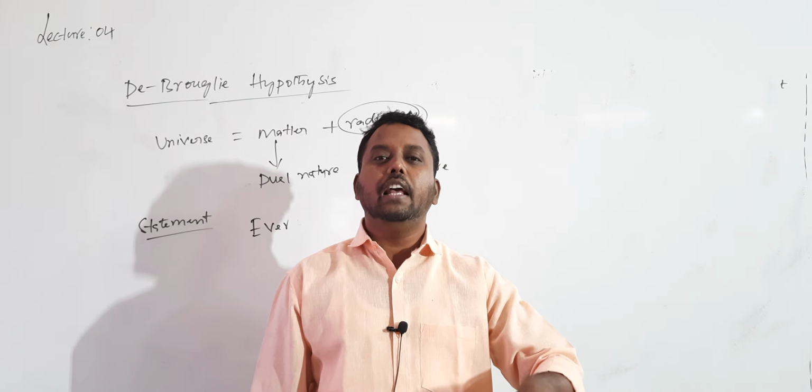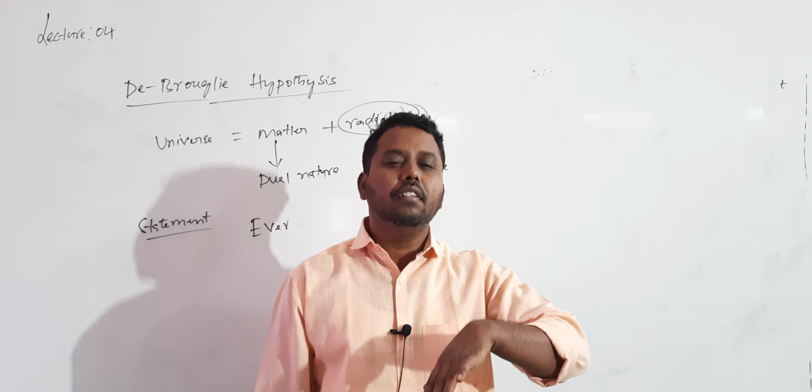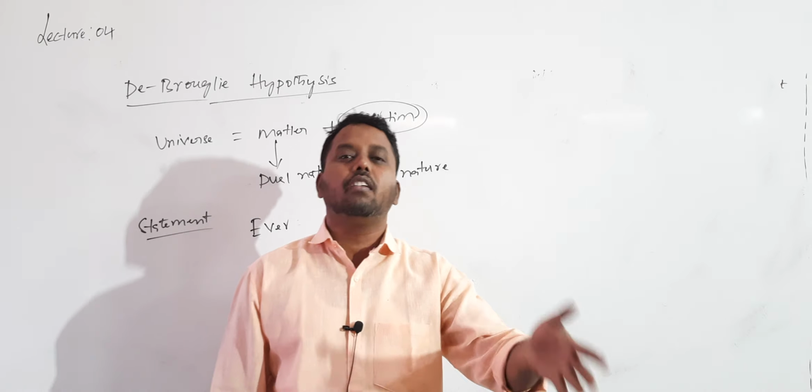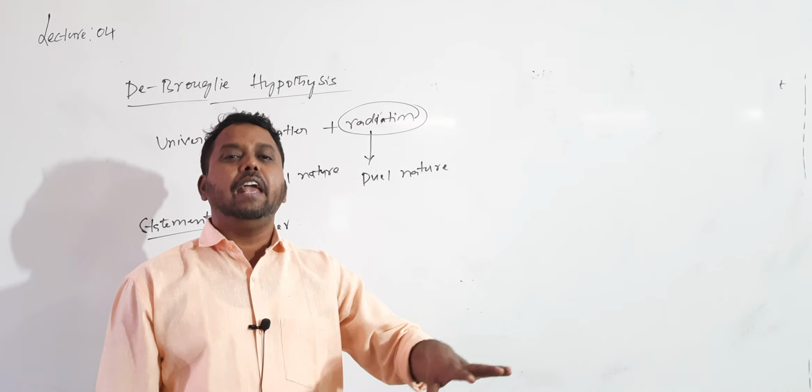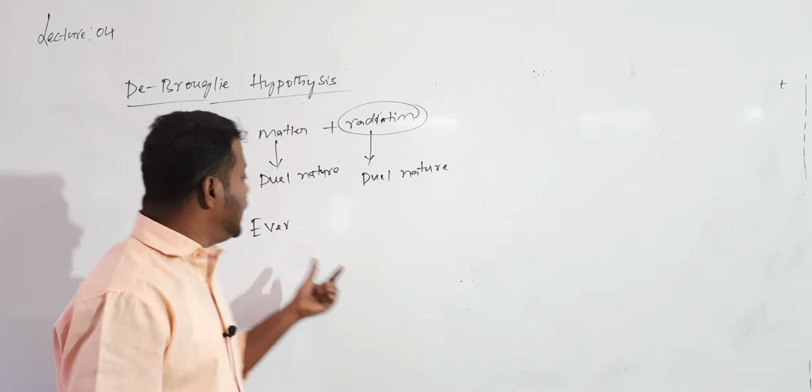But how can we tell that an electron is a wave? We needed proof that an electron is a wave. But he made only one assumption. What is that assumption?